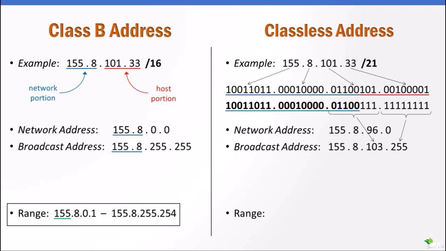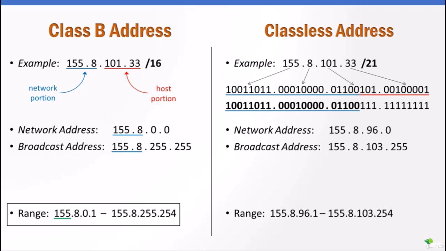Now to determine the range, we're just going to go from the next address from the network address and all the way up to the one address that comes before the broadcast address. So the range is going to be from 155.8.96.1 to 155.8.103.254. All right, hopefully that clears up CIDR.